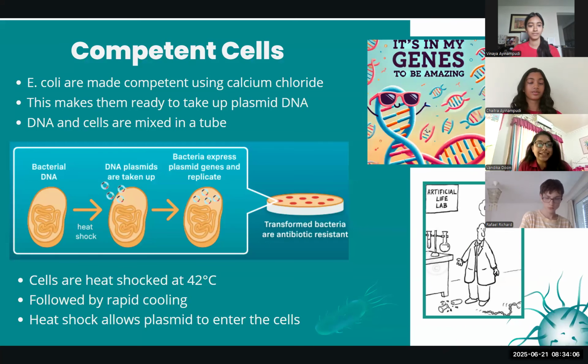Creating competent cells. E. coli are made competent by using calcium chloride, which is used to neutralize the negative charges on the cell membrane. This makes them ready to take up the plasmid, and the DNA and cells are mixed together in a tube. Following this, for the heat shock, the temperature is set to 42 degrees Celsius, and after that it's followed by rapid cooling in the ice bath, which you'll see in the lab. The heat shock allows the plasmid to enter the cells, which is the overall goal of this lab.